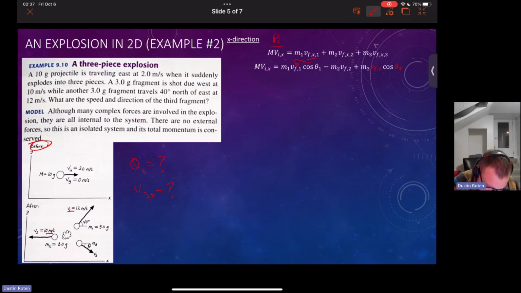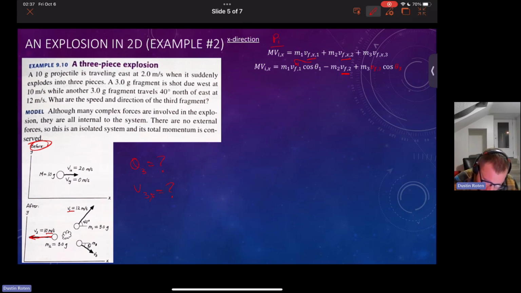If you notice here, for the second piece of this object, the x component for the second piece, and I'm going to draw it down here in the bottom left, it's all in the x direction anyways. So because it's all in the x direction, we don't have to worry about breaking up the x and y components of piece 2. So we're just going to leave it as v final 2.